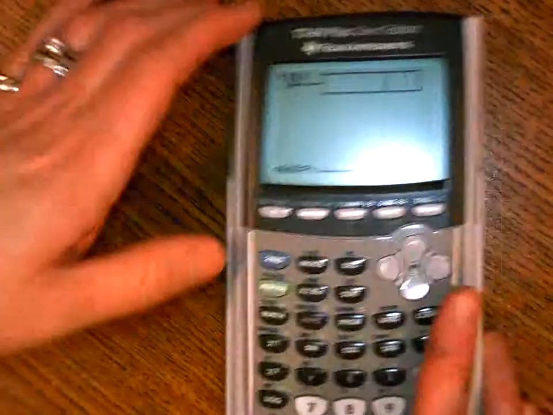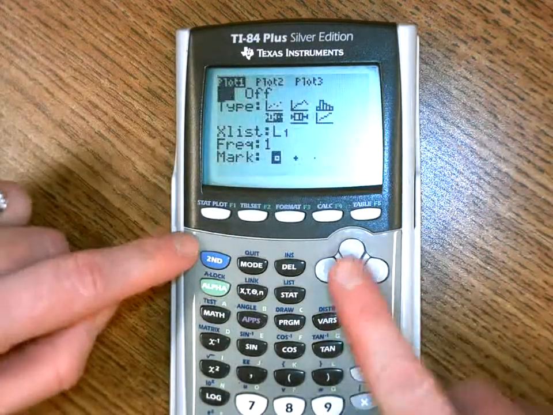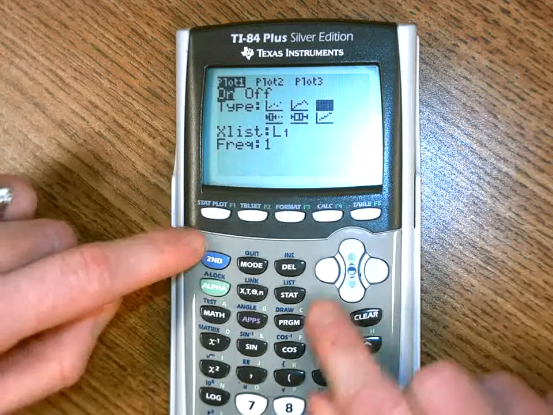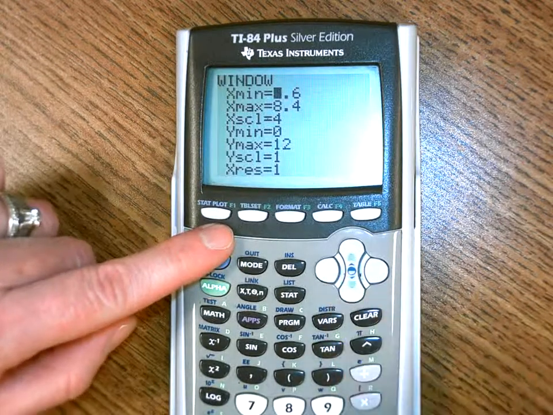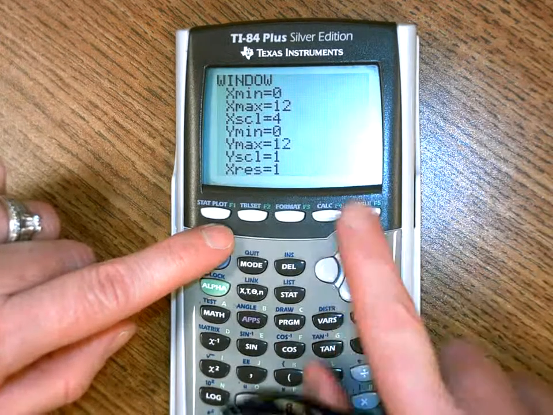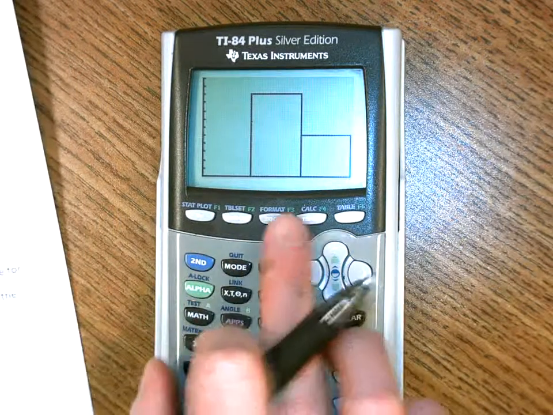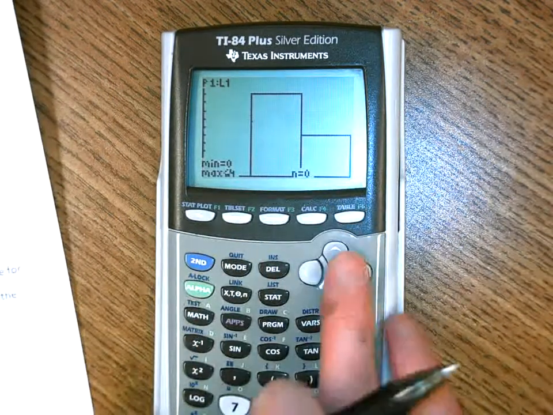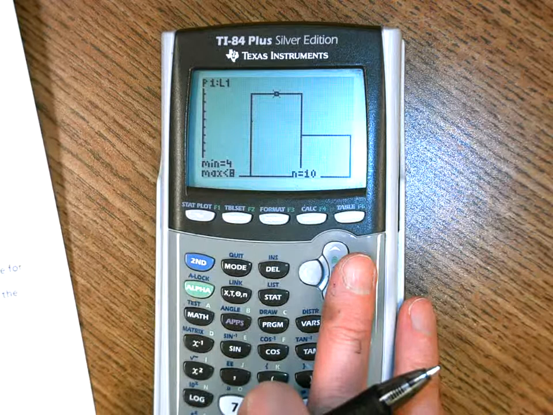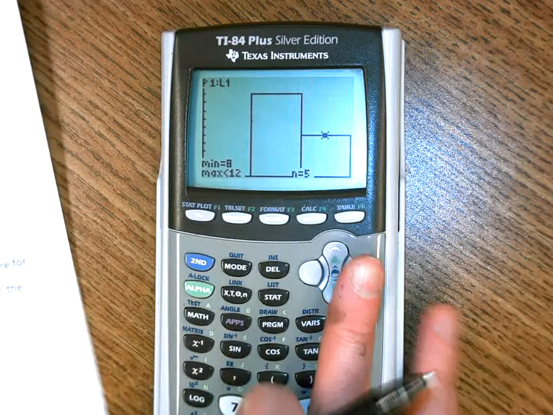I mean, I have like 12 minutes to answer this question, and that's a lot of time. So let me switch it real quick. Histogram, window, what I have it at 0 to 12, counted by 4s, graph. There it is. And I can hit trace, and it will also tell me my values, and that there are 10 from 4 to 8 and 5 from 8 to 12.